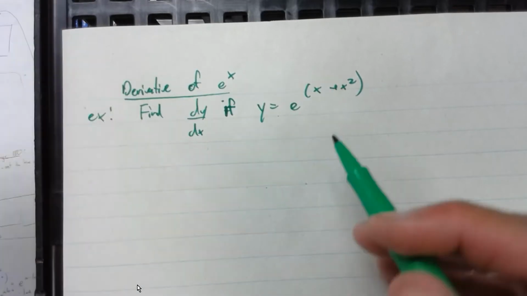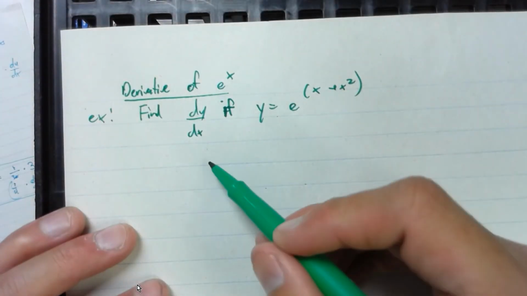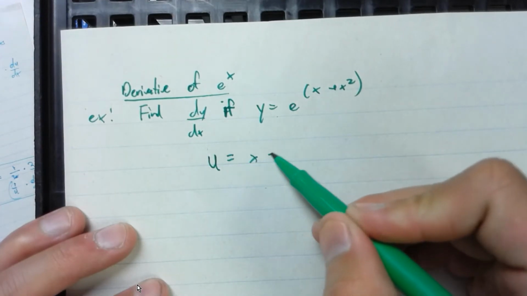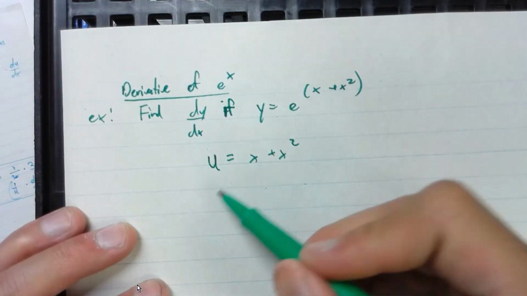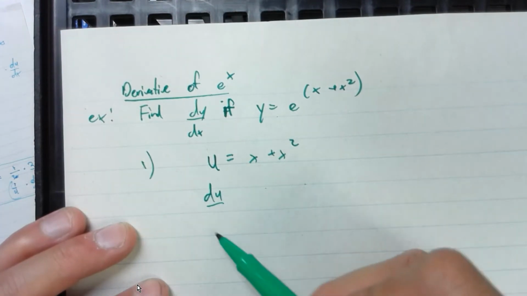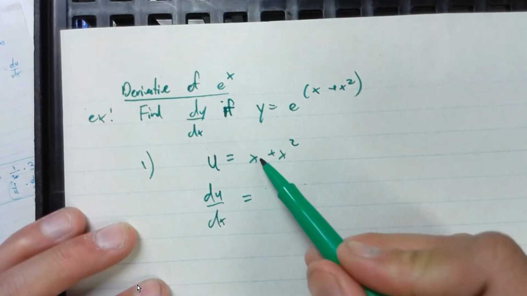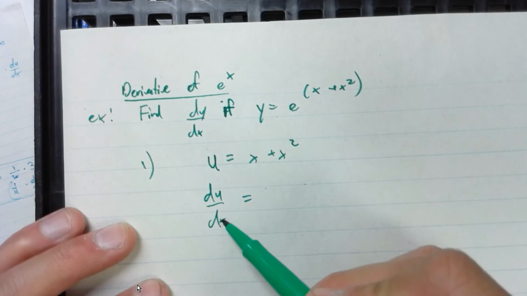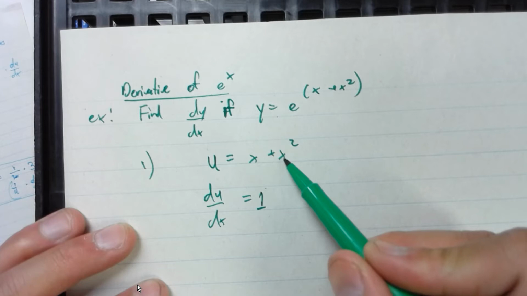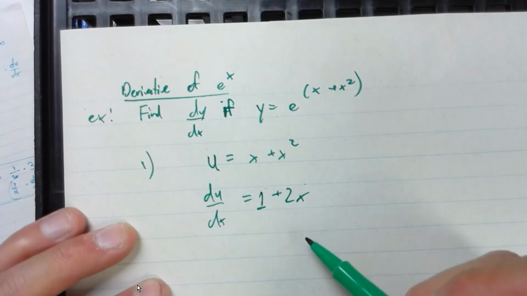So first, how you take care of this problem is to define what your u is. My u is right there, so it's going to be this whole thing, x plus x squared. And I would like to know what du is, so step one is to establish what your u is. du over dx is, what's the derivative of x plus x squared with respect to x, your independent variable? That should be 1, and then this should be 2x, okay?